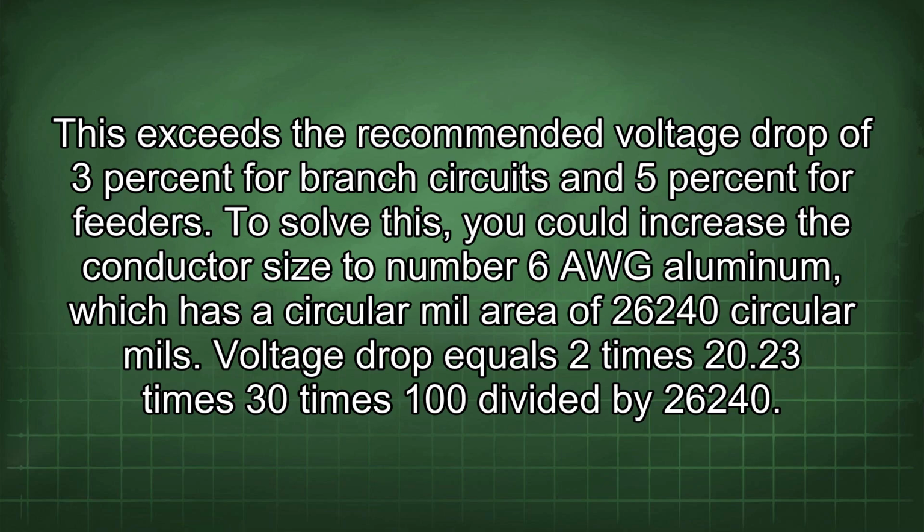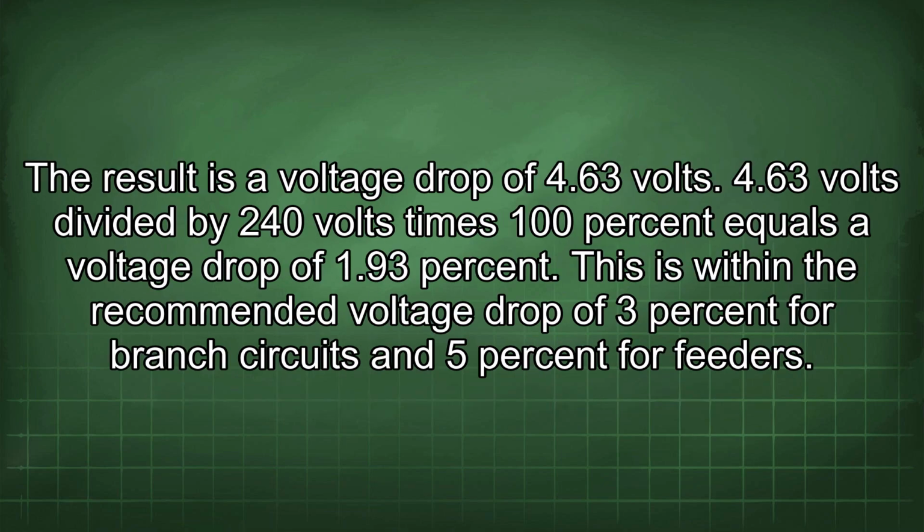To solve this, you could increase the conductor size to number 6 AWG aluminum, which has a circular mil area of 26,240 circular mils. Voltage drop equals 2 times 20.23 times 30 times 100 divided by 26,240. The result is a voltage drop of 4.63 volts. 4.63 volts divided by 240 volts times 100% equals a voltage drop of 1.93%. This is within the recommended voltage drop of 3% for branch circuits and 5% for feeders.